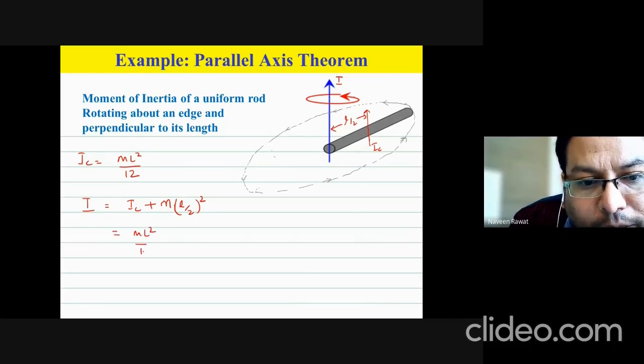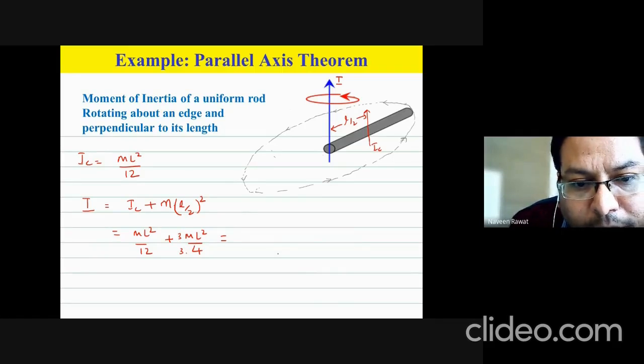So let's plug that in. You get ml square by 12 plus ml square by 4, and if you take the LCM here, you will get basically you have to multiply this by 3 and you put a 3 here, and then the denominator becomes the same.